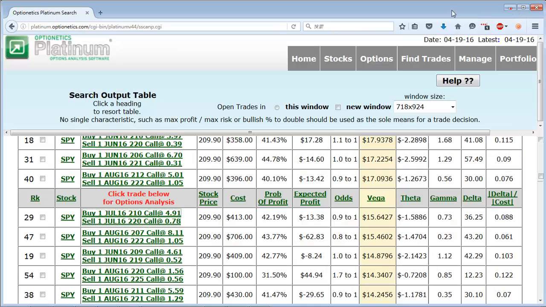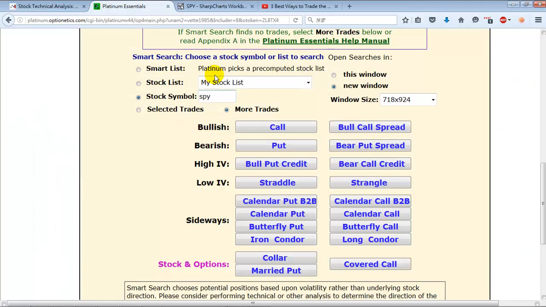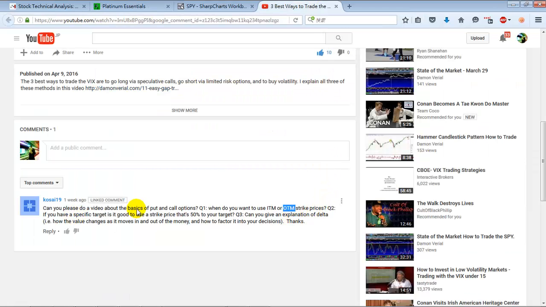So that's the answer to question number 2. In other words, if you have a price target, what you should be doing is using that debit spread strategy with the sold put or sold call at the target, and the other one at the money.